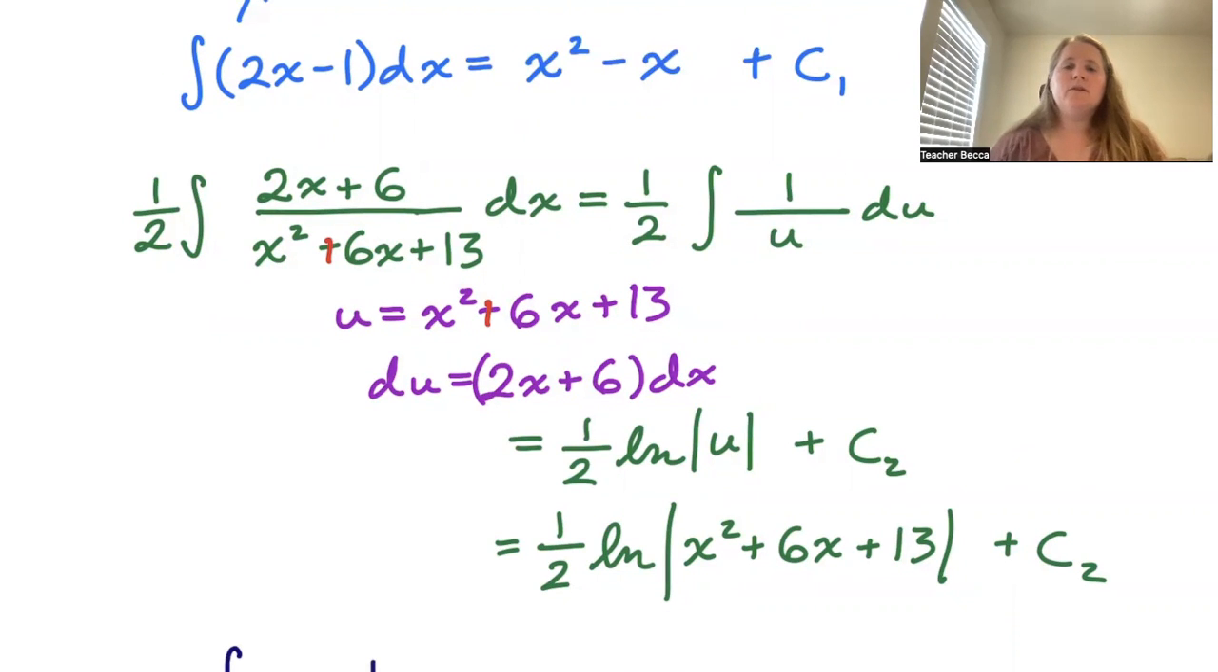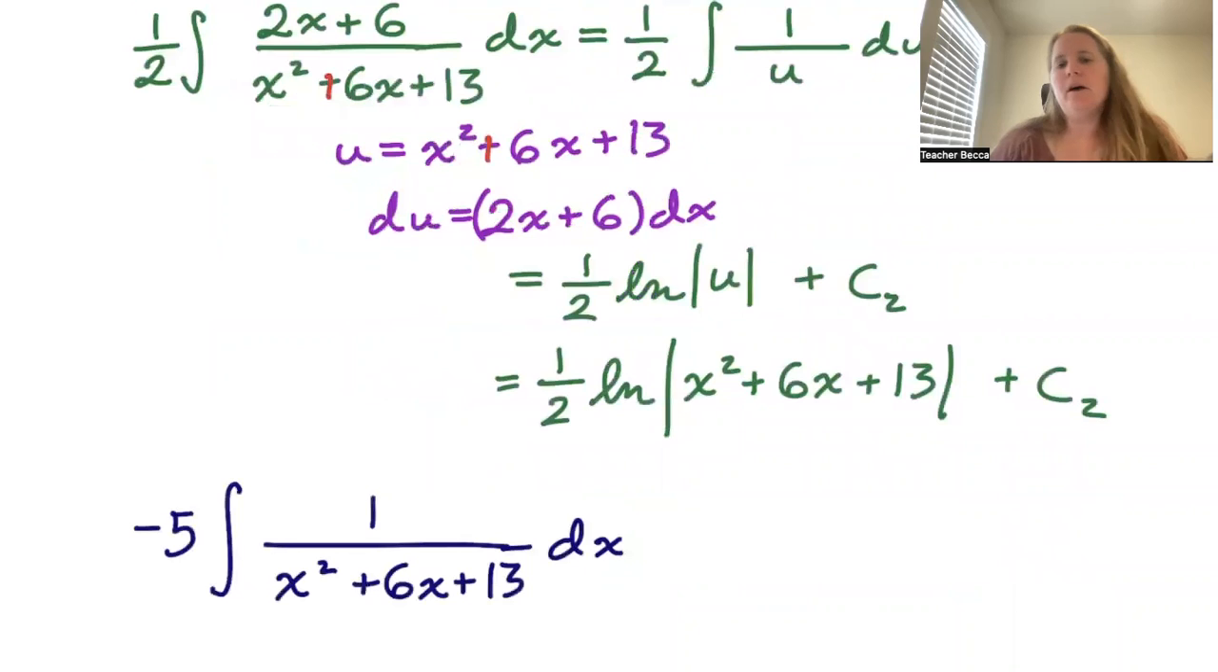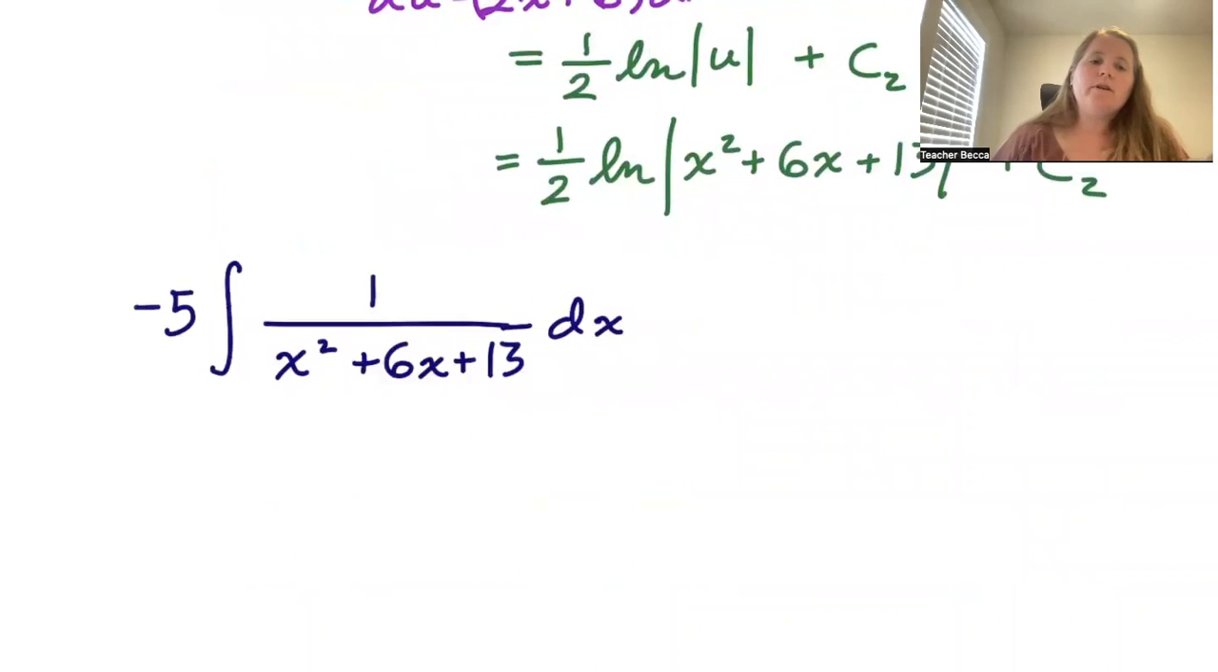All right, so during the integral of 1 over u, we had natural log of absolute value of u. So that led our 1/2 integral 2x plus 6 over x squared plus 6x plus 13 dx to be equal to 1/2 times the natural log of the absolute value of x squared plus 6x plus 13 and plus c2. So now moving on to our -5 times the integral of 1 over x squared plus 6x plus 13 dx.